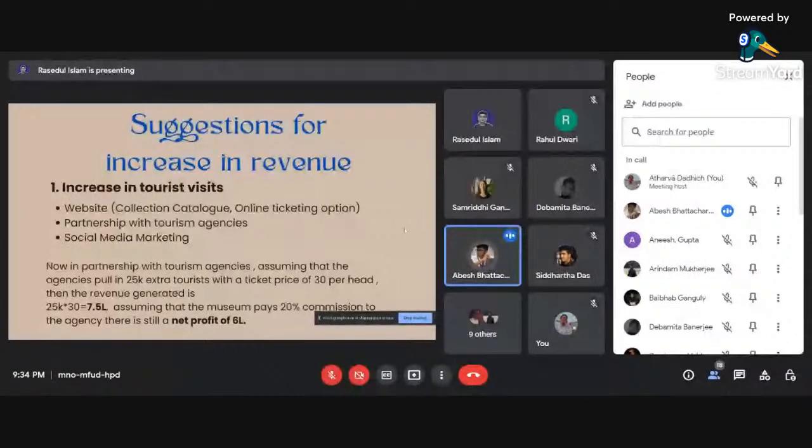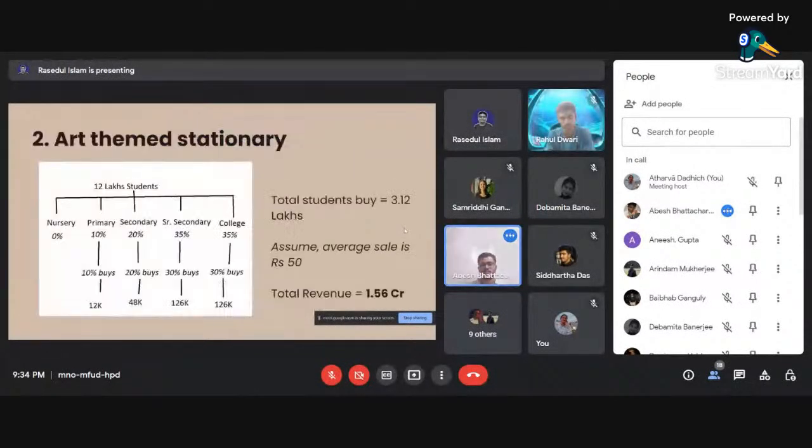Gen Z era. So now, in an assumption, if we partner with tourism agencies, assuming that the agencies pull in 25K extra tourists with a ticket price of 30 per head, then the revenue generated is almost 7.5 lakh. Assuming that the museum pays 20% commission to the agency, there is still a net profit of 6 lakhs. Okay, the next slide.